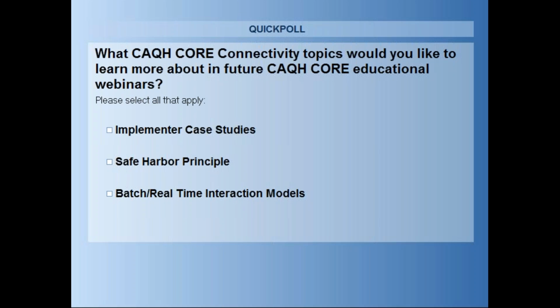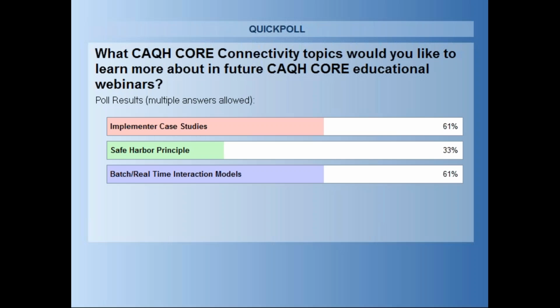All right, I will close the poll and share the results. We got an even score here, 61% for implementer case studies as well as batch and real-time interaction models, followed by the safe harbor principle. I know we talked a little bit about that today, but it seems like we can't talk too much about the core safe harbor principle. What do you think, Jessica?